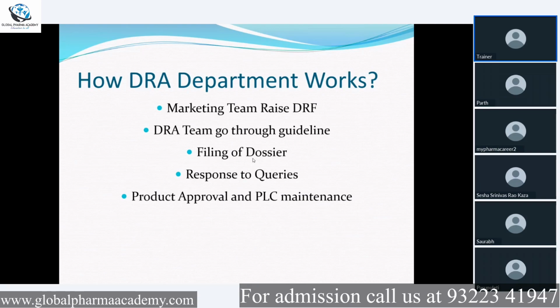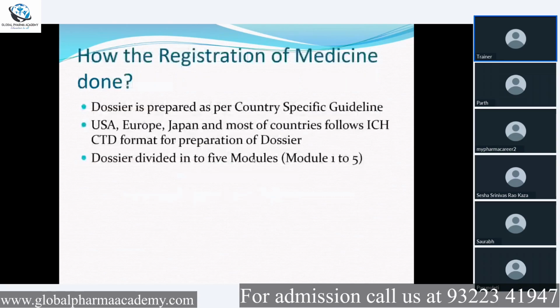Next is how the registration of medicine is done. Mainly for registration, a dossier is required, and the dossier is prepared as per country specific guideline. One is country specific guideline, otherwise US, Europe, Japan, and most of the countries follow the ICH CTD format for the preparation of the dossier. If it is an ICH CTD dossier, that dossier is divided into 5 modules, module 1 to 5.